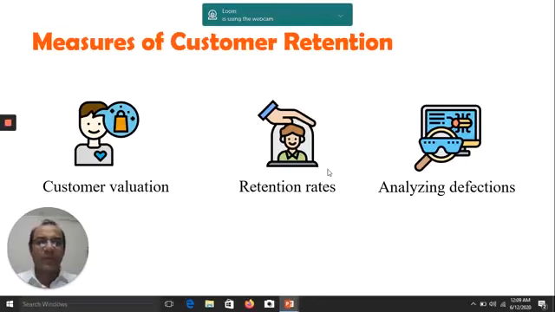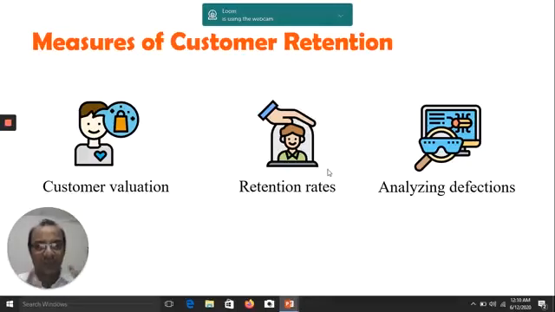As a marketer, we are trying our level best to retain our customers, but at the same time, which customers will we retain? We have to think critically. We have to go for valuation of the customers, that is, the customer value or lifetime value, the total value we can get from a customer. That must be considered.